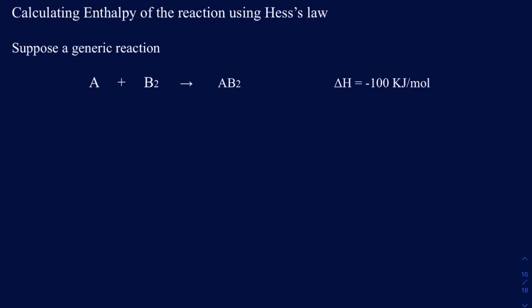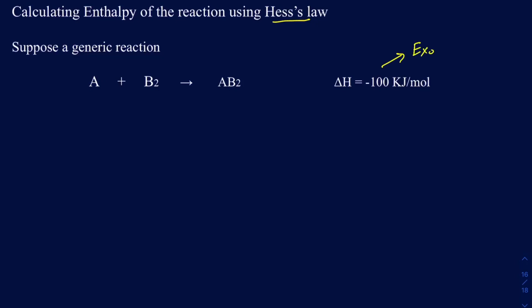In this video, we're going to be calculating the enthalpy of the reaction using Hess's law, and we'll talk about what Hess's law is in a minute. Suppose you have this generic reaction where we have A reacting with B2 and it's making AB2, and this particular reaction has a delta H of negative 100 kilojoules per mole. So right now, this reaction is actually exothermic because it's releasing heat.